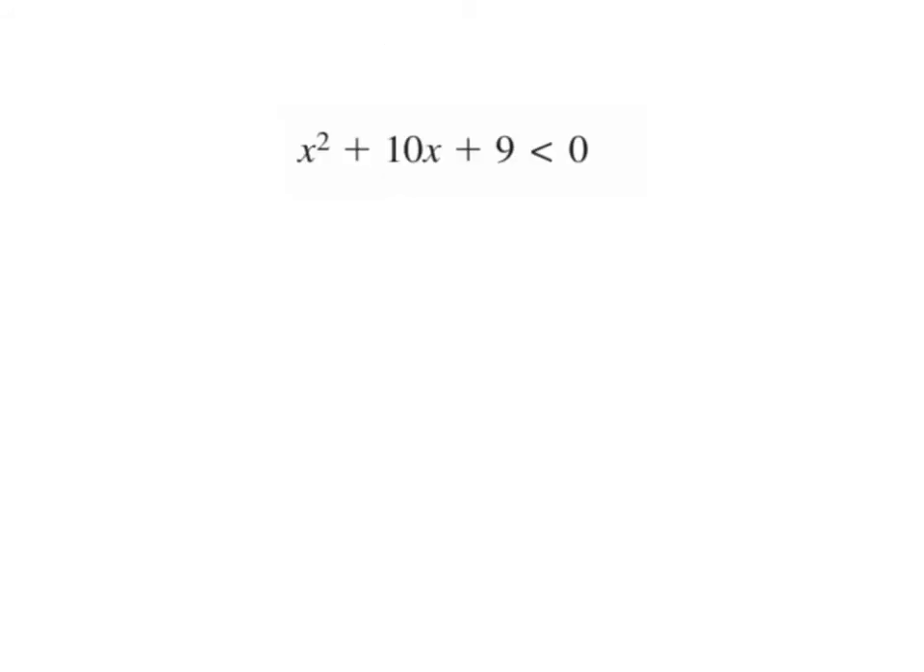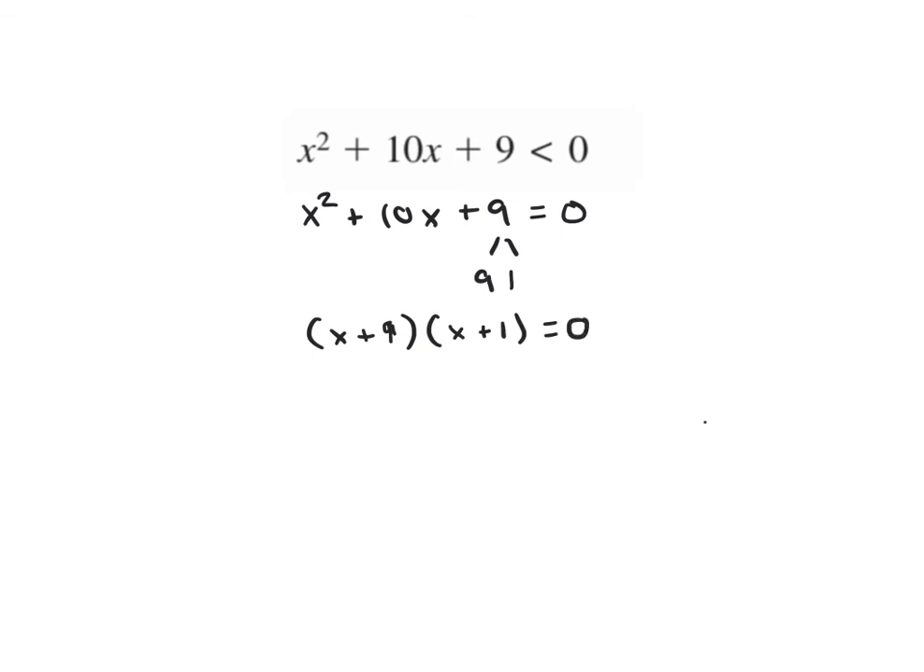Okay, so we're doing the same thing for this one. Where do we start? We put it equal to 0. So we're finding our zeros here. Do we have two factors of 9 that add up to 10? 9 and 1. So then in our parentheses here, we're going to have x plus 9 and x plus 1.